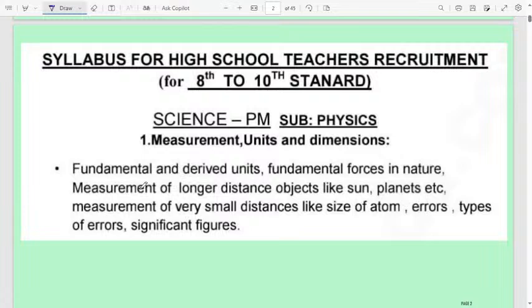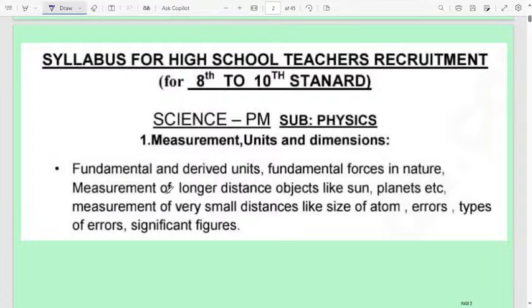In that one: fundamental and derived units, fundamental forces in nature, measurement of long distances like the sun, planets, etc., and measurement of very small distances like the size of an atom. I uploaded the recorded video in my channel. Please go through those videos.